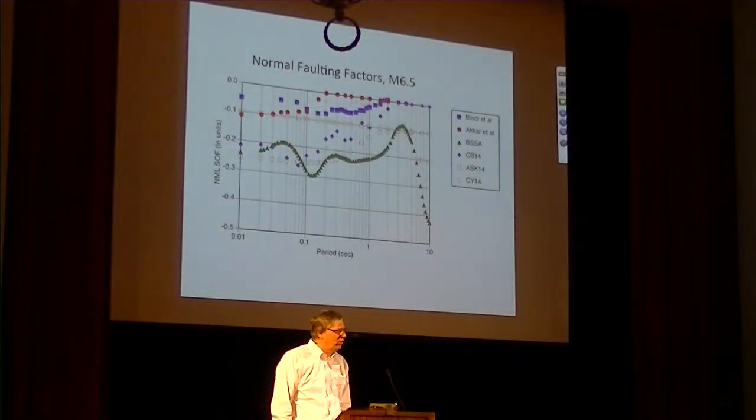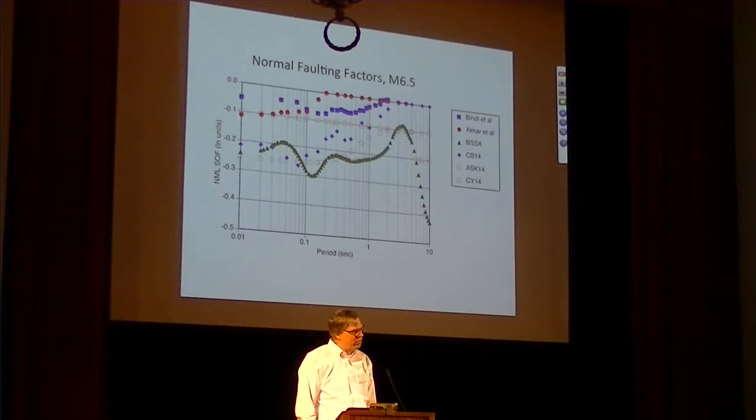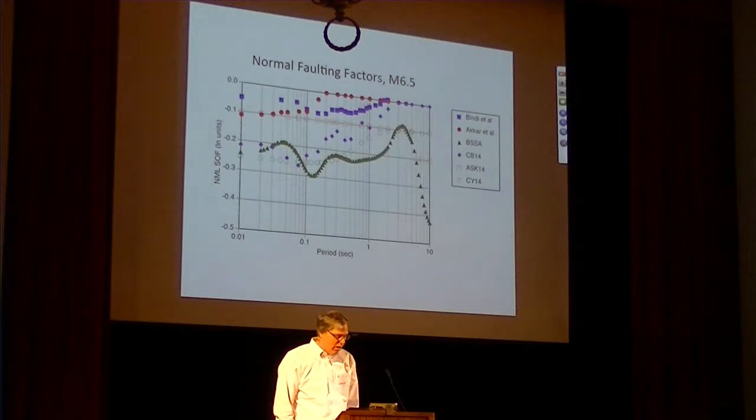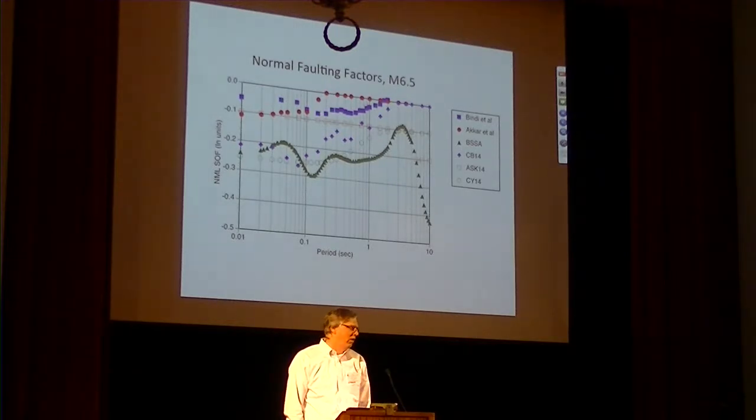All right. This is what the normal faulting factors look like in the GMPEs, so in the 6 models that are there. These are the ratios between strike slip and normal. So if it's minus 0.2, that means the normal ground motion is 20% lower than the strike slip motion for that same magnitude and distance. Okay? There's a wide range of what these numbers are between the GMPEs, ranging somewhere between 0 to minus 0.3.